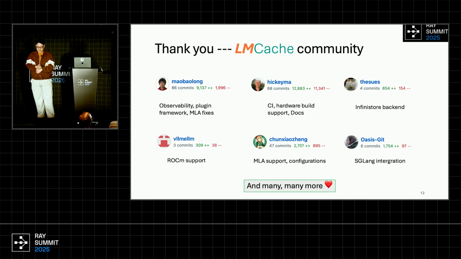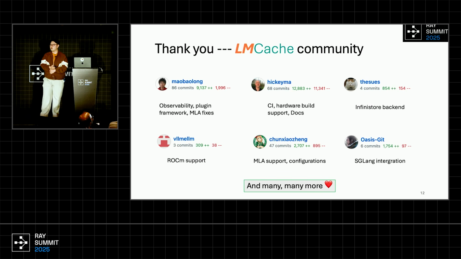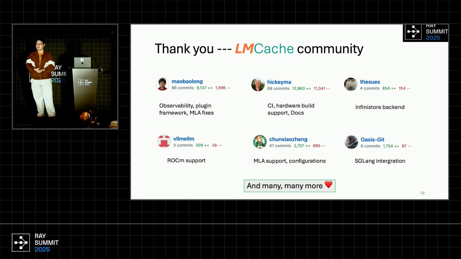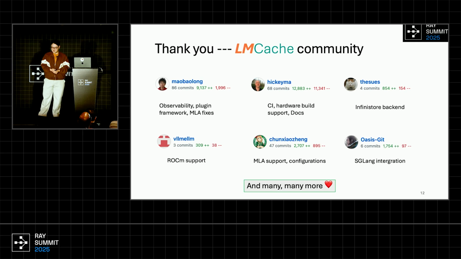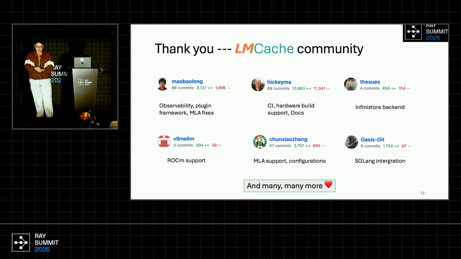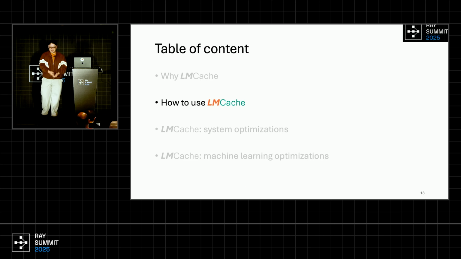And this is not doable without a community in open source. So I'm listing several important contributors, and there are many, many more, and we love them. Thanks for the contribution. And I listed their contributions here. For example, the observability, SLAN integration, and different support for storage and hardware, and also for model support. And thanks to all of them, they make LMCache practical.